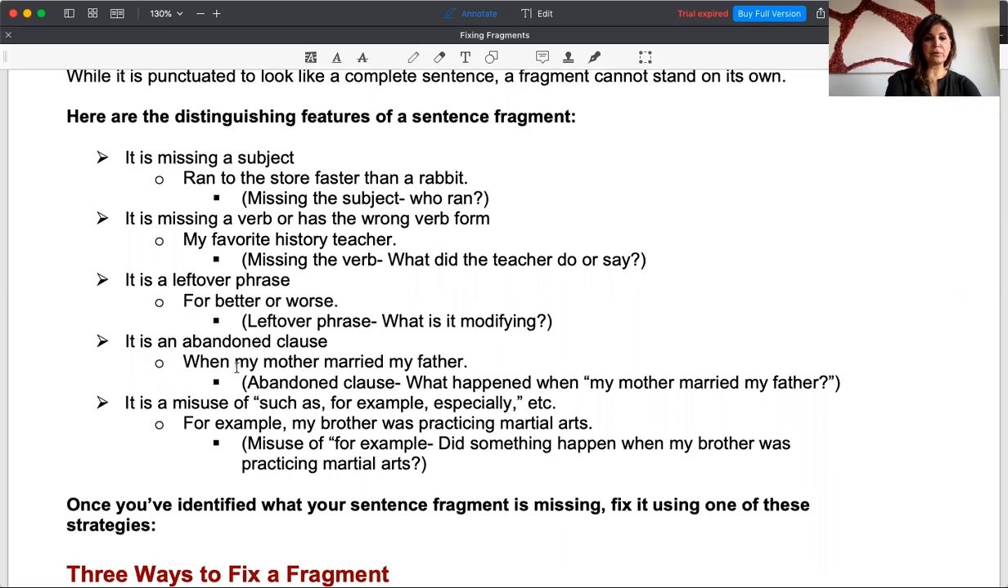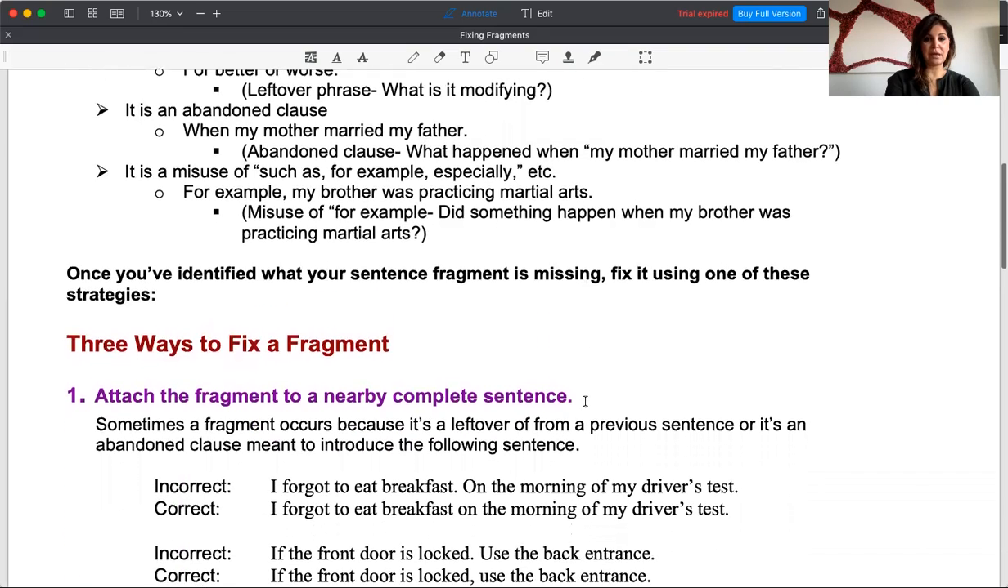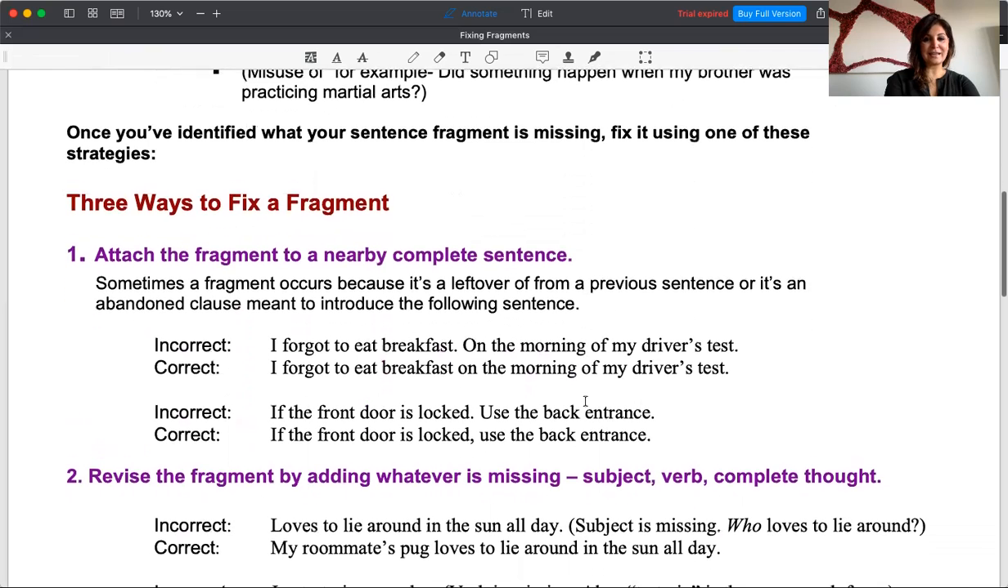And if I say, for example, a clause, if I say, when my mother married my father, this is a piece of a sentence as a clause. We call it an abandoned clause. What happened when my mother married my father, for example. And also, if it is a misuse of an idea in writing or speaking, for example, if I say, my brother was practicing martial arts, what about it? So your sentence is incomplete, it is a fragment, therefore you need to correct it. There are 3 different ways to correct your fragments. I'll teach you how to do that in a few minutes.